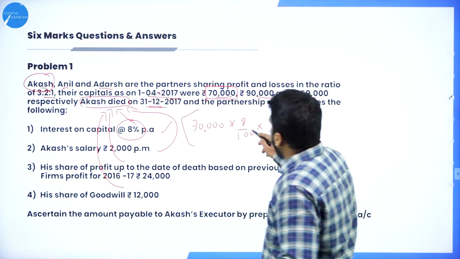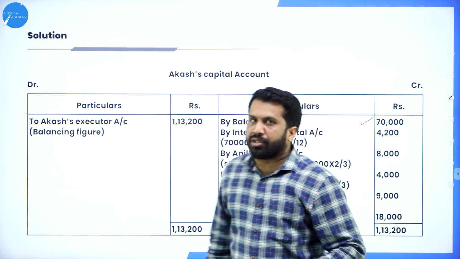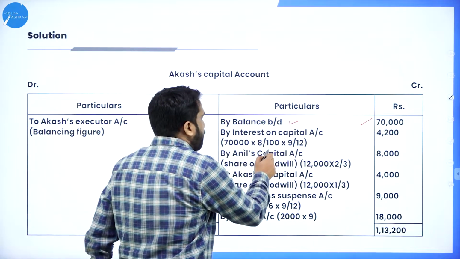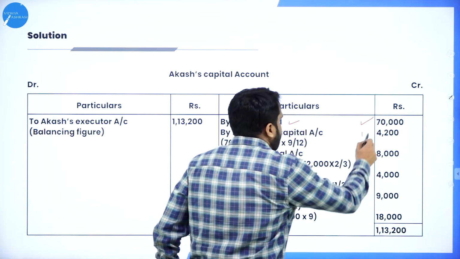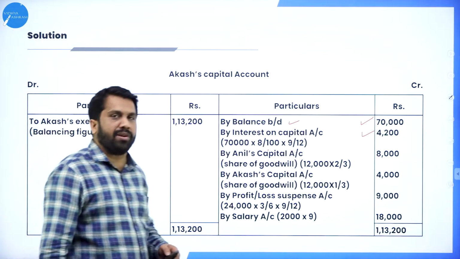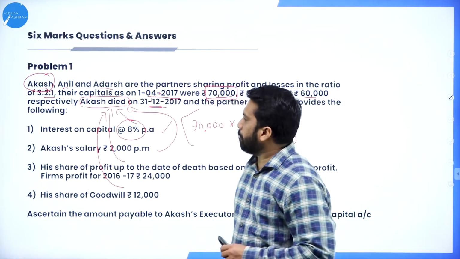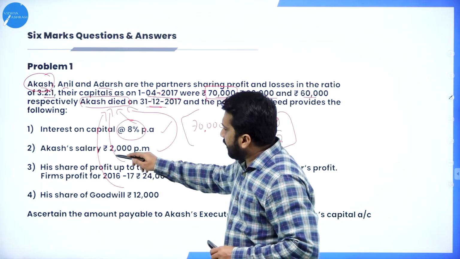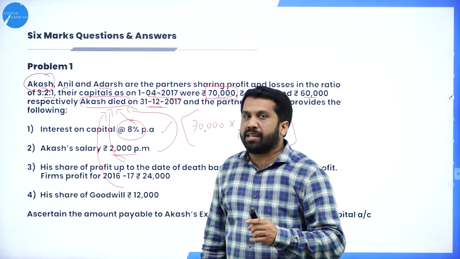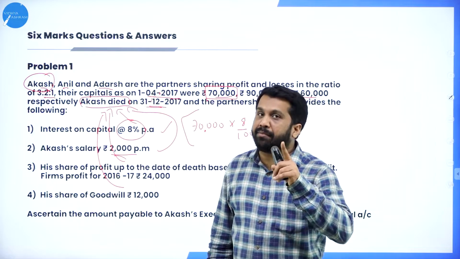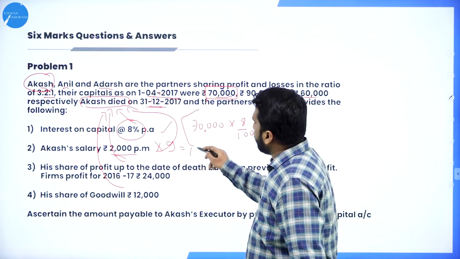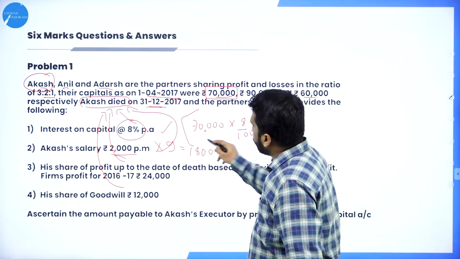Now, you have calculated your interest on capital. See, 70,000 into 8% into 9 by 12, you got 4,200. Next, again go back to your adjustments. Now, Akash's salary is 2,000. How many months was he alive? The salary will be given only if he is alive. 9 months he was alive. 2,000 into 9 months, it will be 18,000.